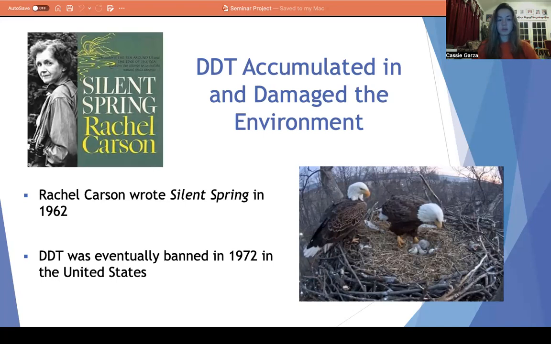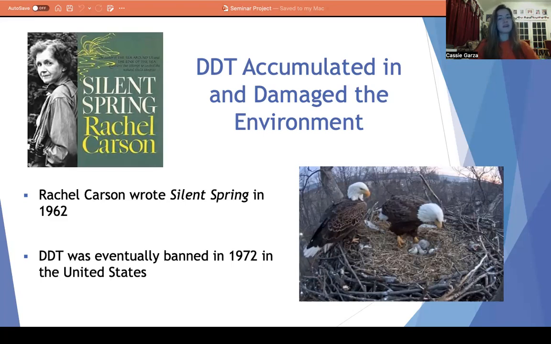So she wrote her book, Silent Spring, in 1962, which warned society about the dangers of DDT. She followed cases of animal deaths resulting from DDT spraying. She gathered research data, and she came to the conclusion that DDT can cause cancer, and that it was just a threat to the environment because of its accumulation.